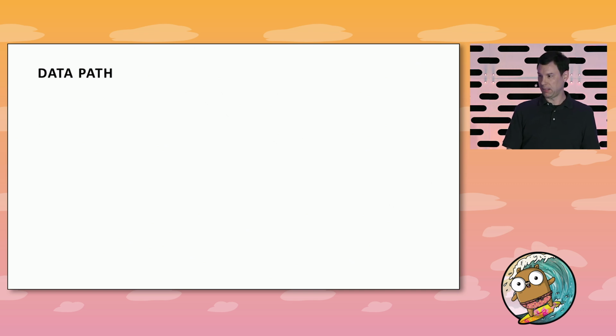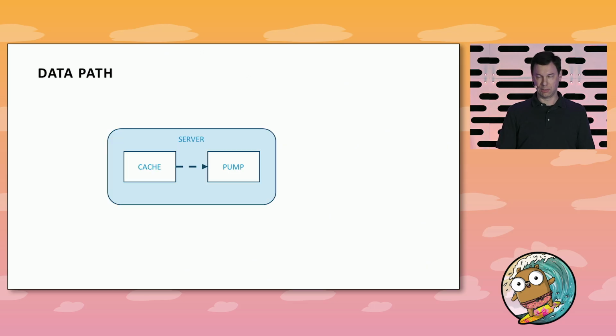So here's what the data path might look like. The software I'm going to be talking about today we call the pump. It sits at the middle of our picture here. And what it does is it retrieves video data from a local cache running on the same server. We're not in the cloud. This is not serverless. This is real hardware.